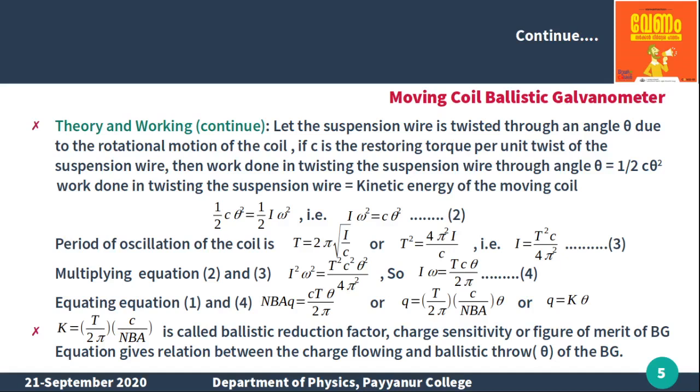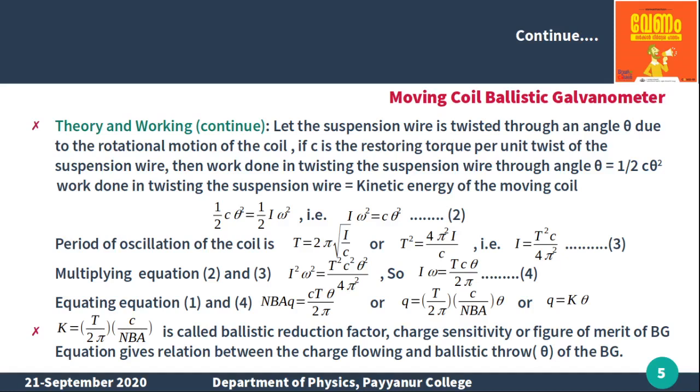For the system we described in the construction, the period of oscillation of the rectangular coil is T is equal to 2 pi root of I by C, where I is the moment of inertia of the coil and C is the restoring torque per unit twist of the suspension wire. If you square that, you get T square is equal to 4 pi square I by C. From there I can take I: I is equal to T square C divided by 4 pi square.